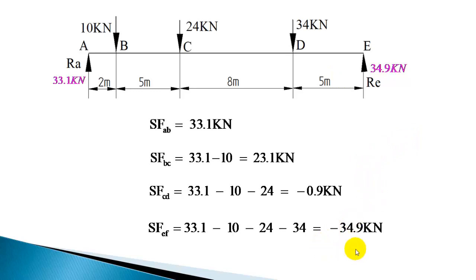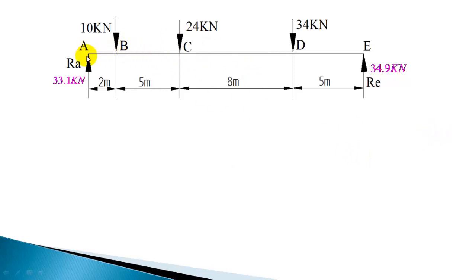Now after getting the shear force, let us calculate the bending moment at salient points. Now bending moment at A is 0 because there is no force on the left side to produce bending here. So 33.1 is acting at A, which will produce 0 bending moment or 0 bending effect with respect to point A, because 33.1 is the force and its distance is 0 from A. Now at B, if you take, this will produce a bending effect.